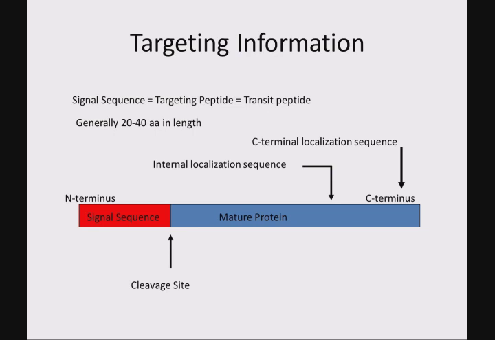So the language here, again, signal sequence, targeting peptide, transit peptide, all these have slightly different connotations, but you can pretty much use them interchangeably. It's generally 20 to 40 amino acids at the beginning of that peptide. But again, you can also find targeting information internal to the protein or on the C-terminus. So again, this is just to introduce to you the idea that, once a protein is translated, there are many, many other things that have to come into play before it can really do its job properly in many cases.